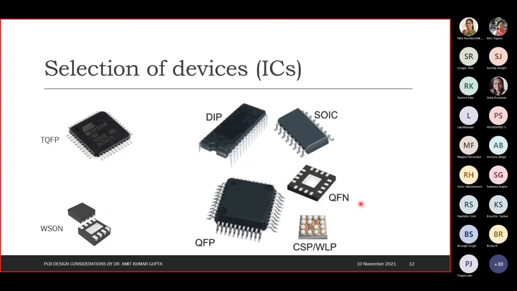These are called QFN packages. These are like CSP, WLP. This is the QFP package, and this is the WSON package. Just to give an idea, these ICs have different packages. In a single package, there may be different kinds of ICs. One could be a controller, and in the same package we can find an op-amp and something else. But package sizes or packages are standardized.